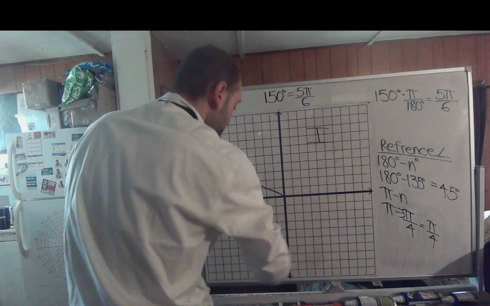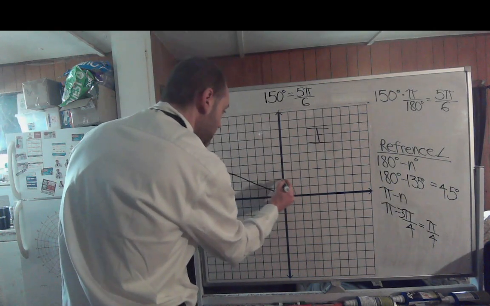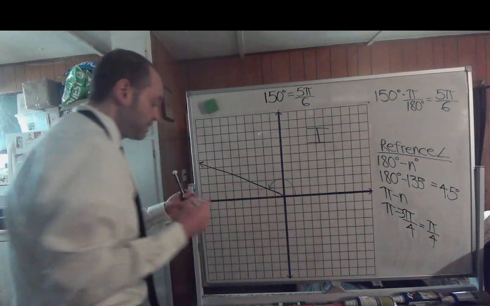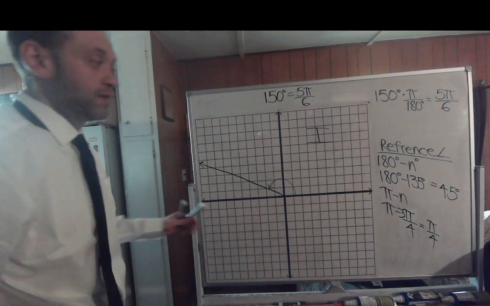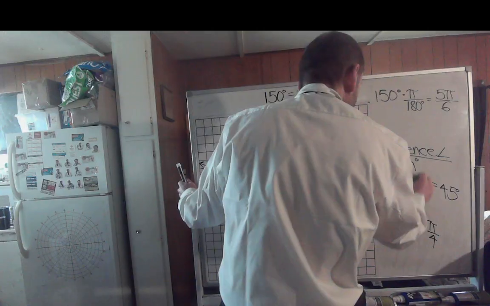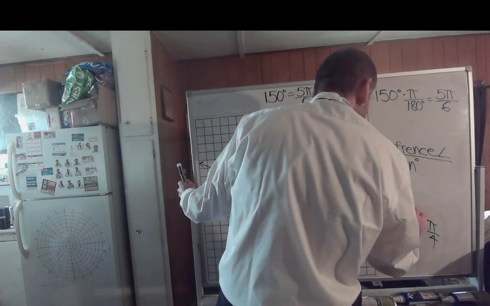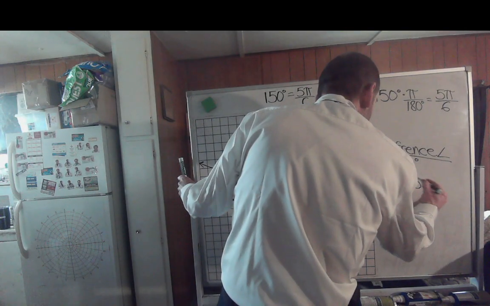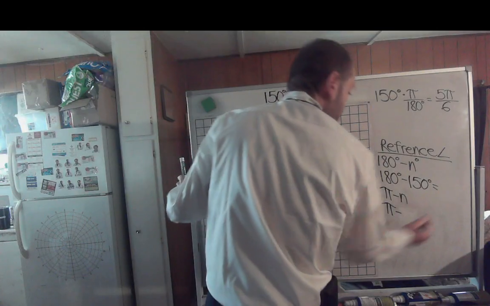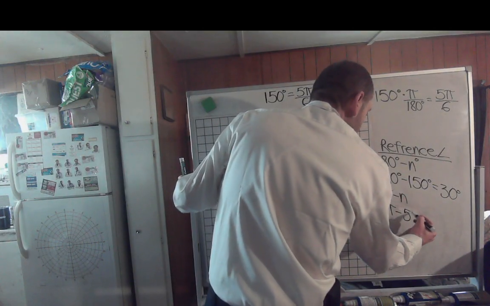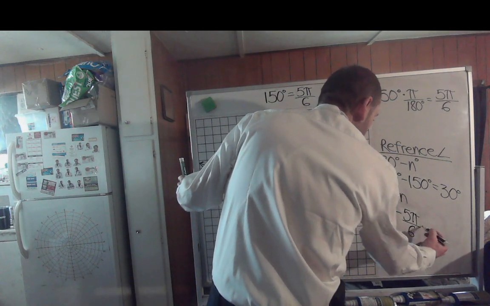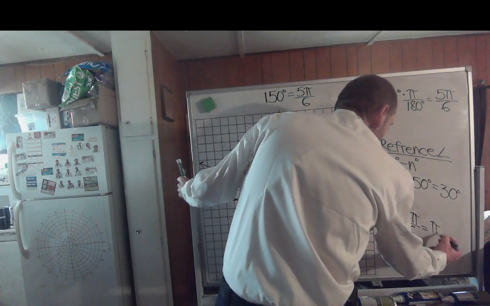Let me sketch that angle real quick here, going counterclockwise since it's a positive angle. So there's your 150 degree angle roughly. Now we can find the reference angle. So it's going to be 180 minus 150 degrees, which tells you that your reference angle is actually 30 degrees, or pi minus 5 pi over 6 would give you a reference angle in radians of pi over 6.